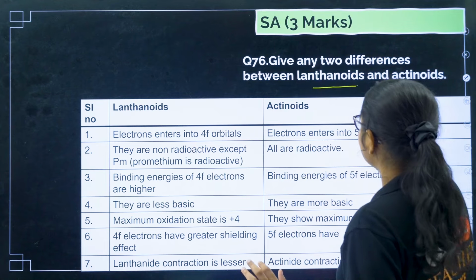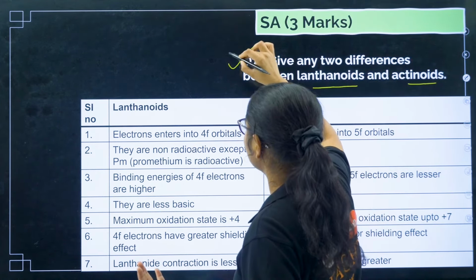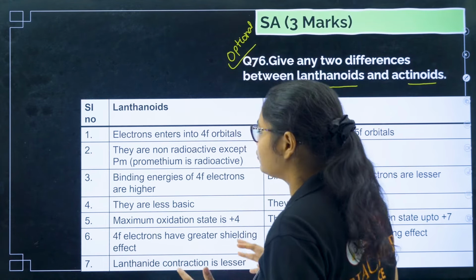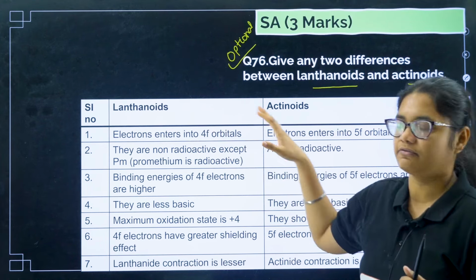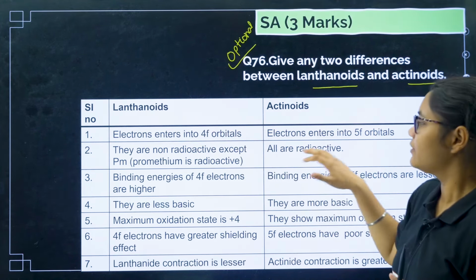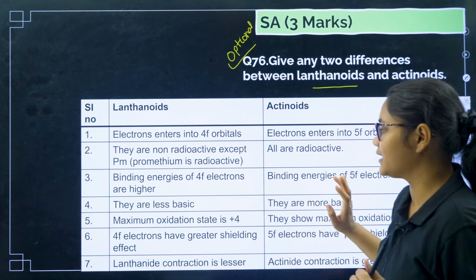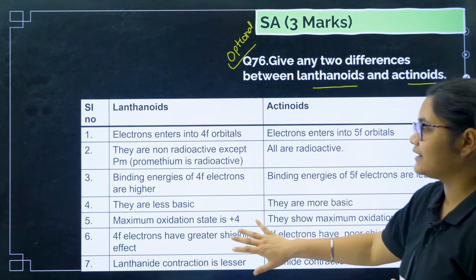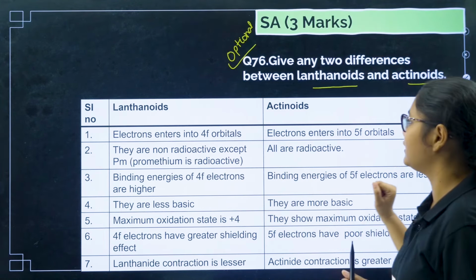Next, differences between lanthanoids and actinoids. So this is again, I can say, an optional question. Not very important, but yes, you can remember 2 points. Very basic, you can write down: here electrons enter the 4f, here electrons enter the 5f. Here all are radioactive, here except promethium, they all are non-radioactive. Then you can write they are less basic, more basic. They have less shielding effect, here they have more shielding effect. So these are the things that you can write down.